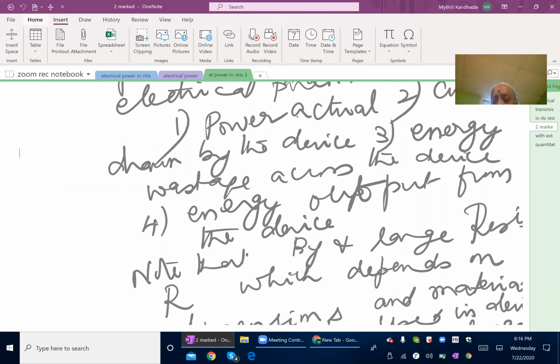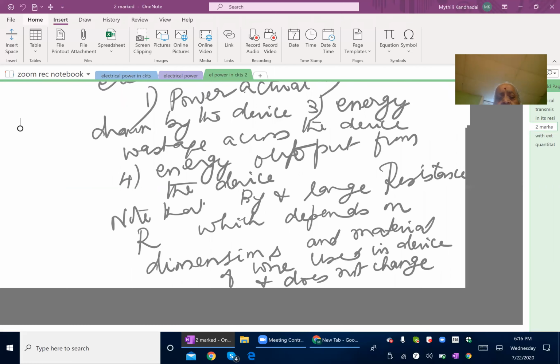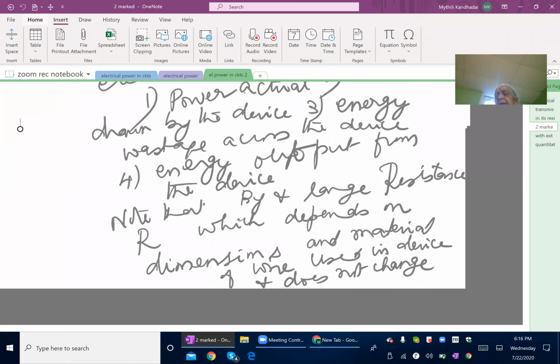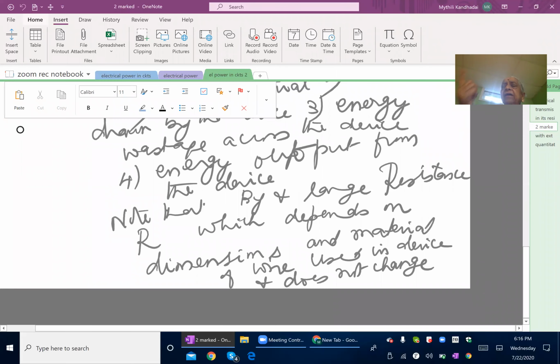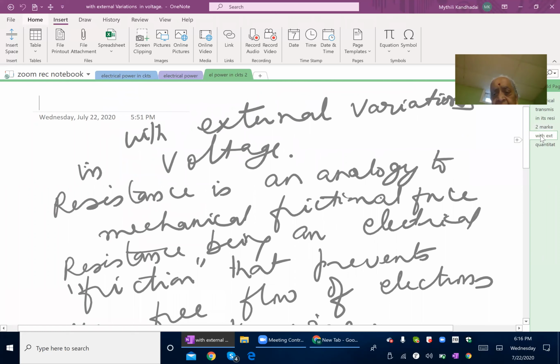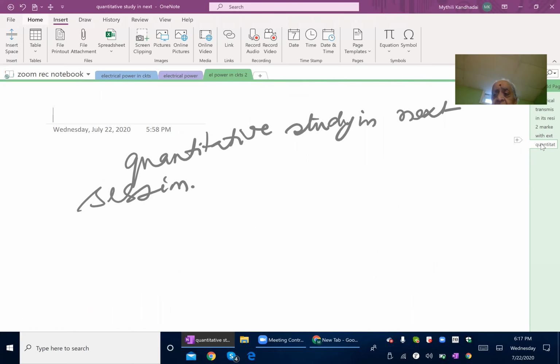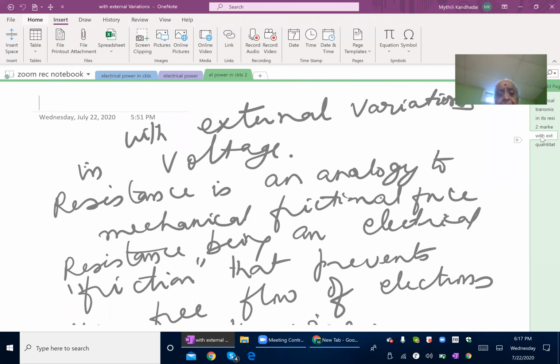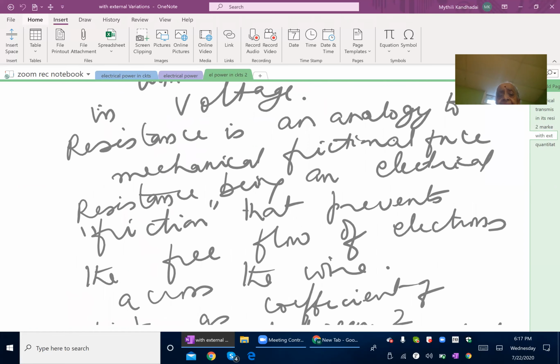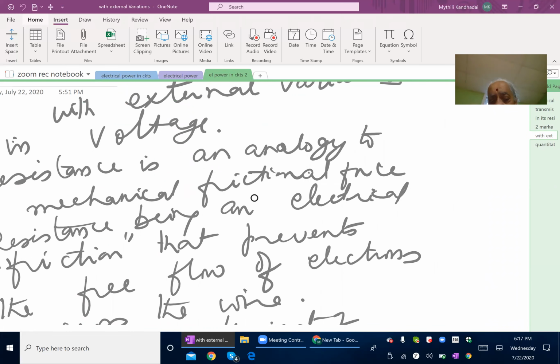Note that by and large, resistance, which depends only on the dimensions and the material of the wire, does not change with the external voltage conditions. Just because the external substation is giving you only 215 volts as against 220, the resistance will not self-adjust itself, is what you should know. Right? So this is the style. Generally the students get a doubt on this, right? With external variations.